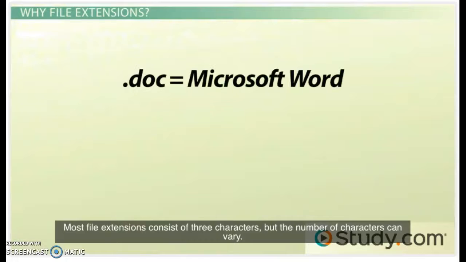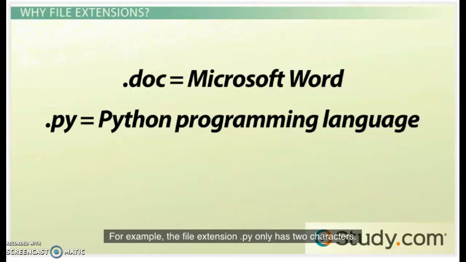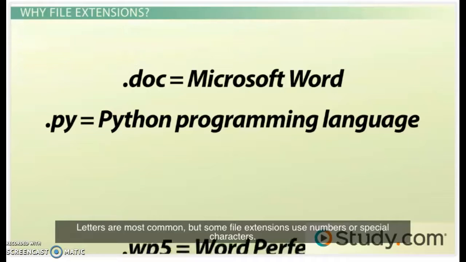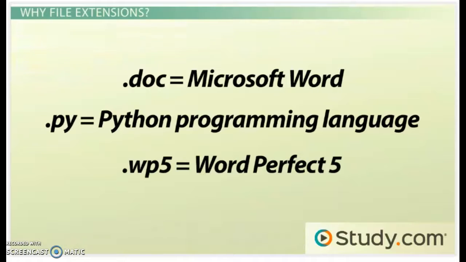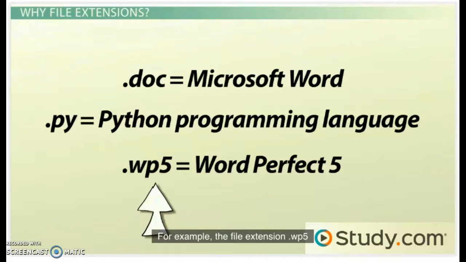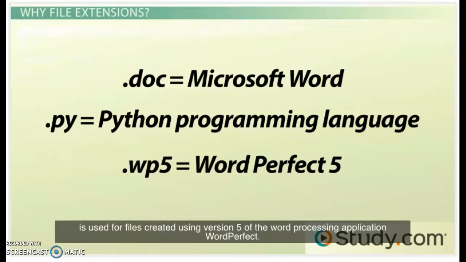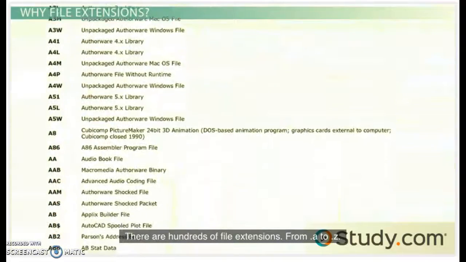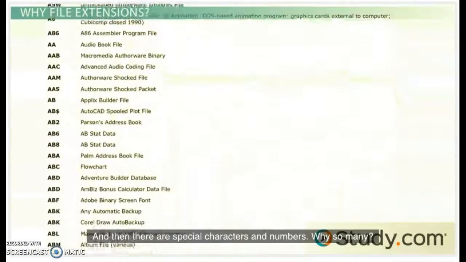Most file extensions consist of 3 characters, but the number of characters can vary. For example, the file extension .py only has 2 characters. This file extension is used for files in the widely used Python programming language. Letters are most common, but some file extensions use numbers or special characters. For example, the file extension .wp5 is used for files created using version 5 of the word processing application WordPerfect. There are hundreds of file extensions, from .a to .z, and then there are special characters and numbers too.